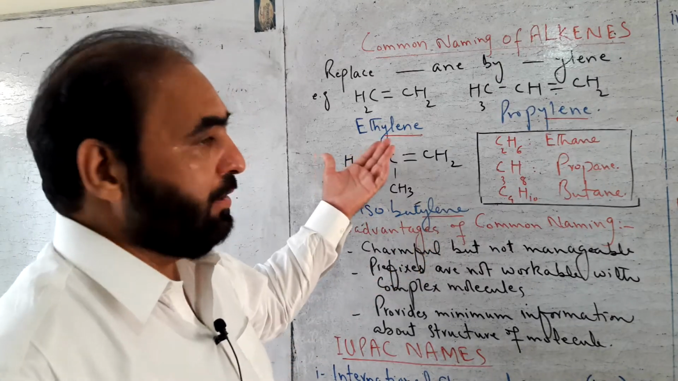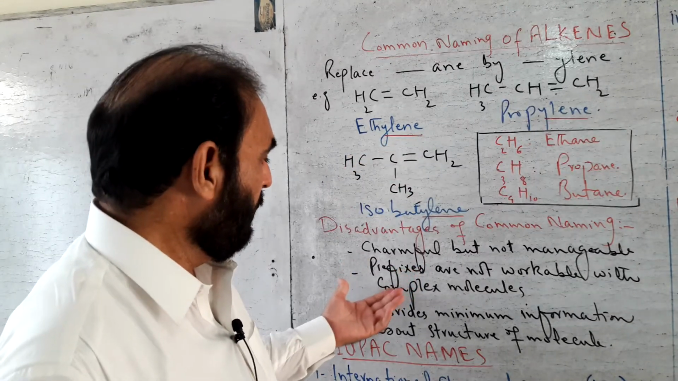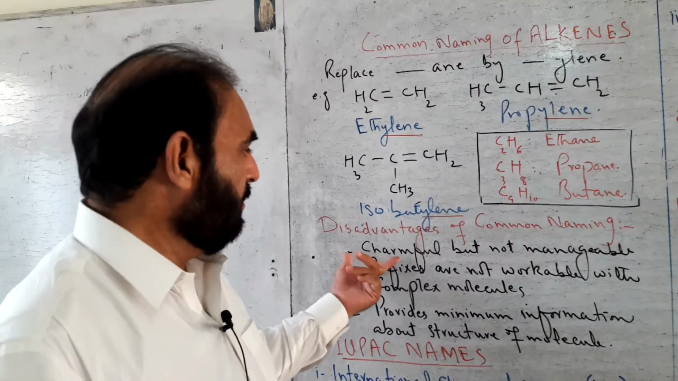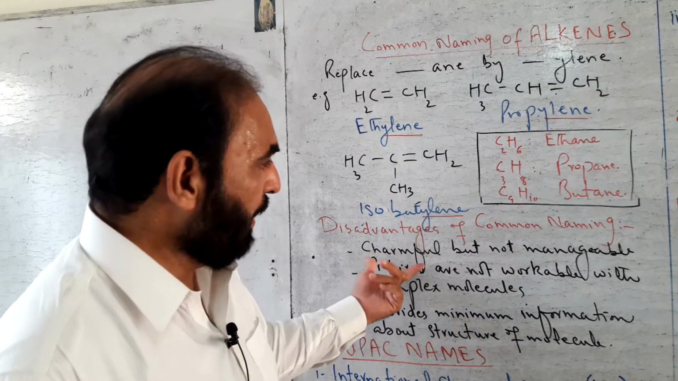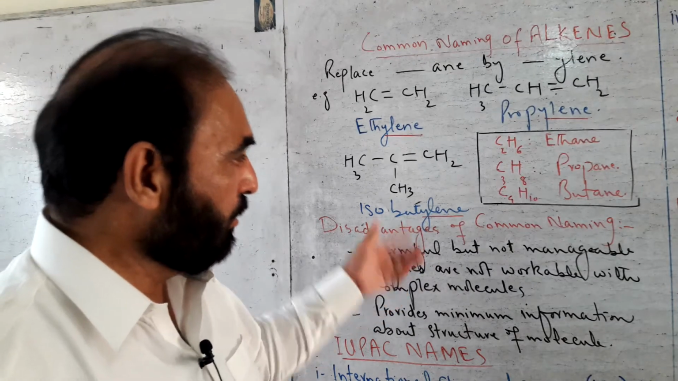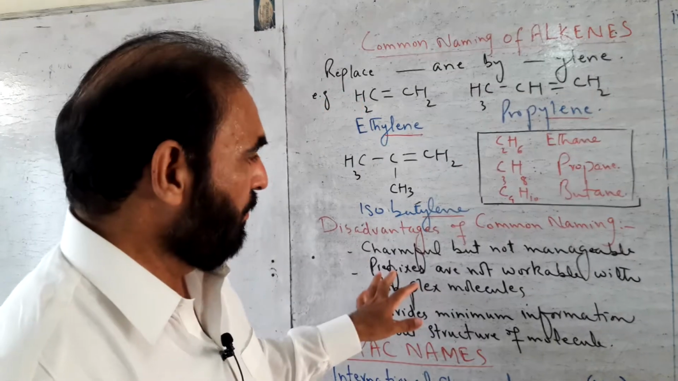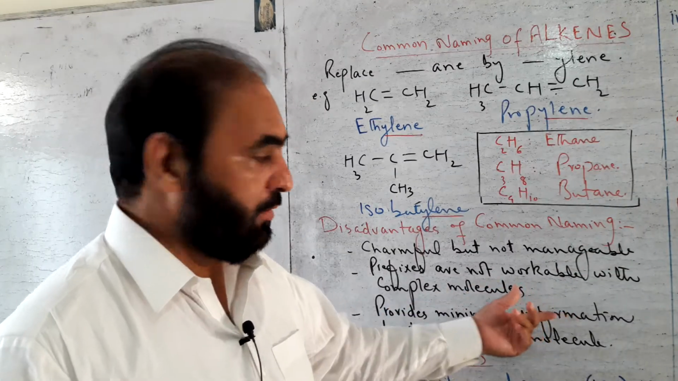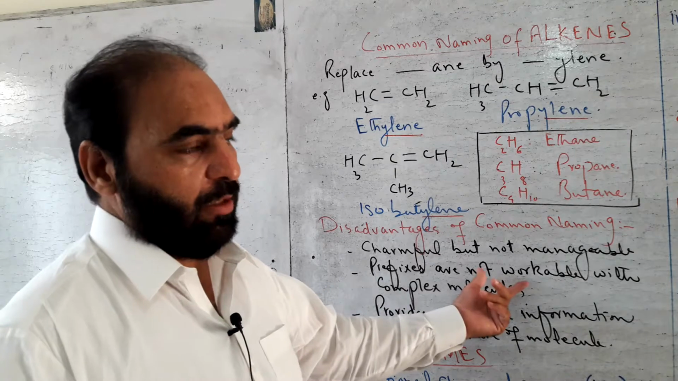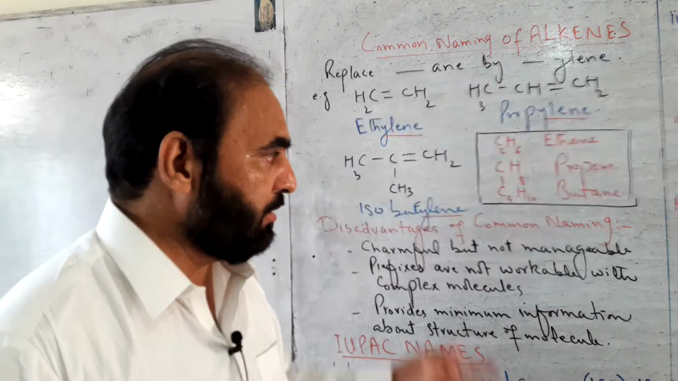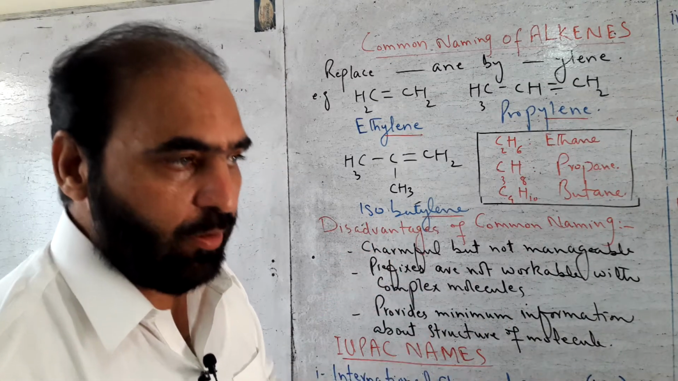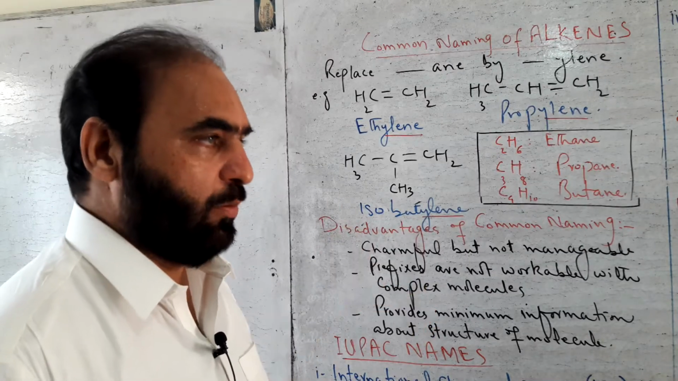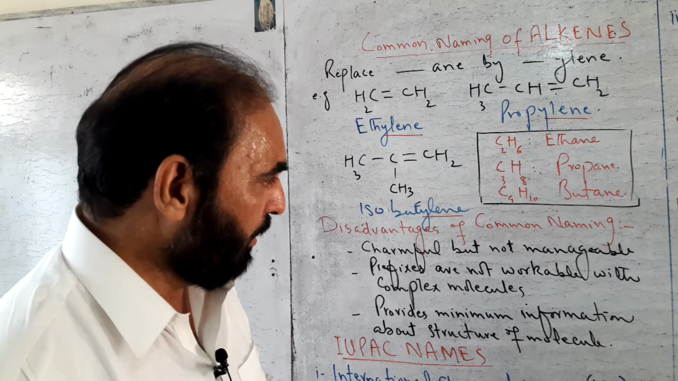So this common method has many disadvantages. First demerit of this method is that although it is a charming method, it is not manageable for complex molecules. Prefixes are not workable. We have only three prefixes, N, iso and neo, which are applicable only for three isomers of compounds with same molecular formula.